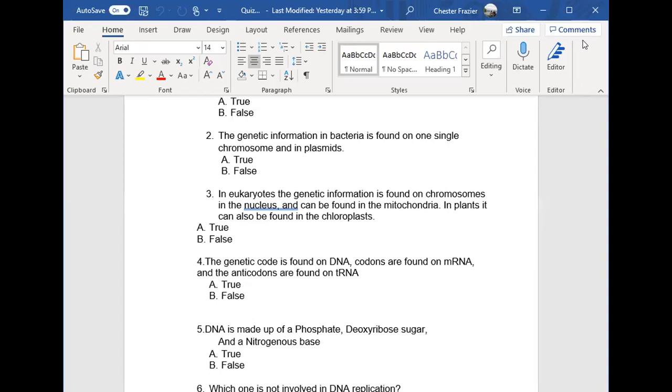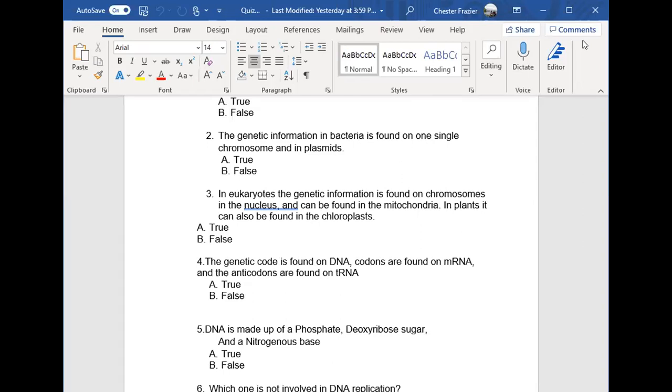False. That is true. So in us, for example, our genetic information is in the nucleus, but we also have some genetic information in our mitochondria. Plants in their chloroplasts also have genetic information. So that is true. Number 4, the genetic code is found on DNA.